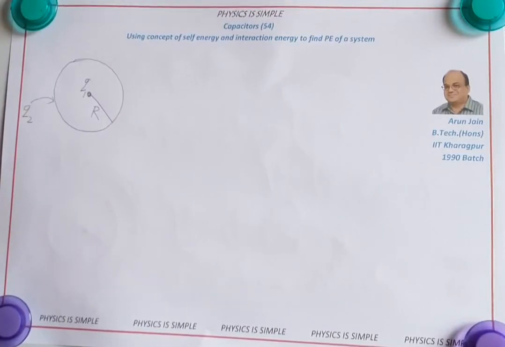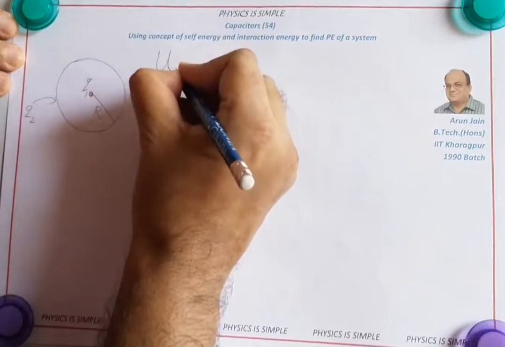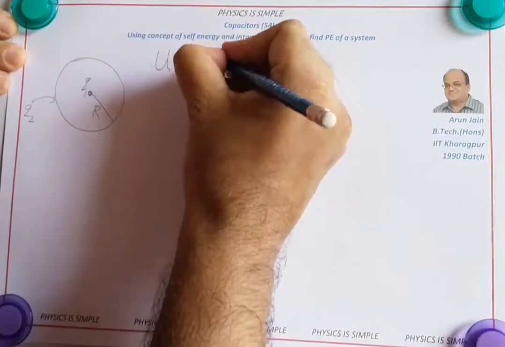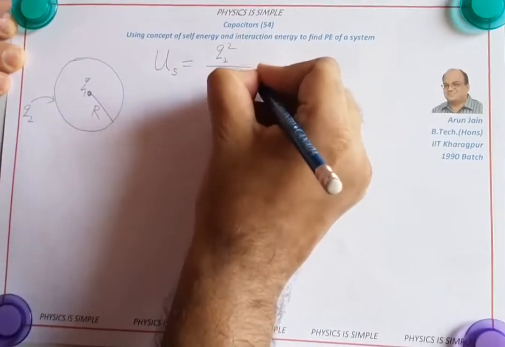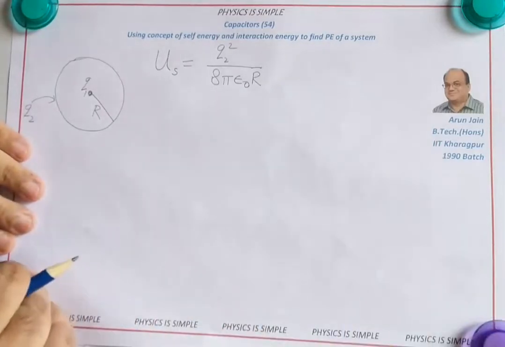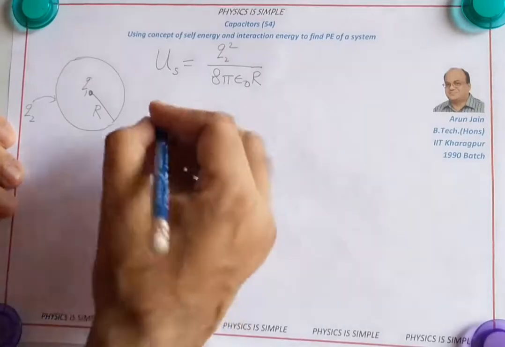A point charge does not have any self energy. So self energy is due to the thin conducting spherical shell only. And the self energy of a thin spherical shell is given by the charge squared, so Q2 square by 8 pi epsilon naught R. So this is the formula of self energy of a thin conducting spherical shell. Now we need to calculate the interaction energy.